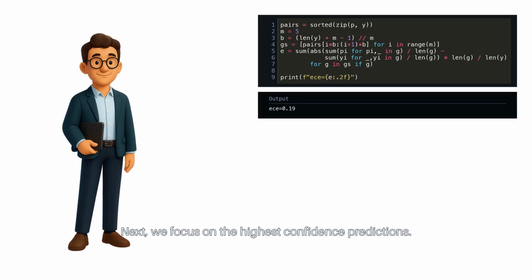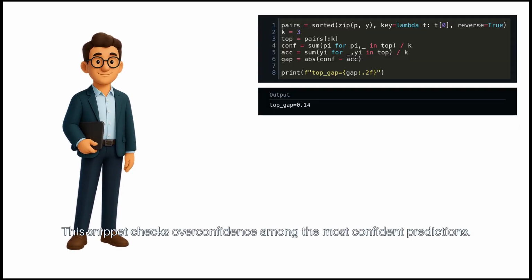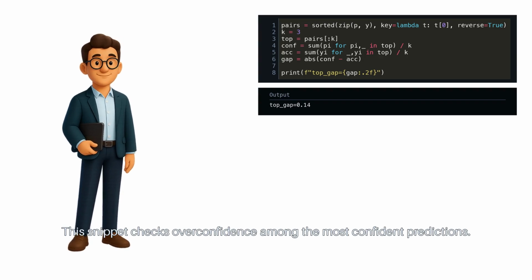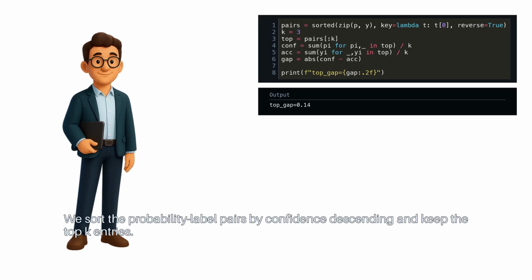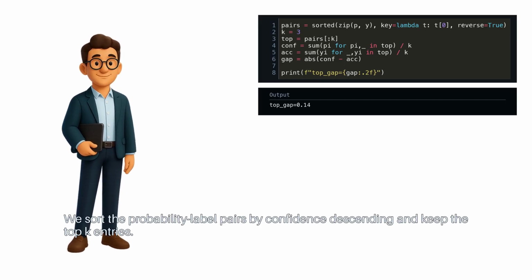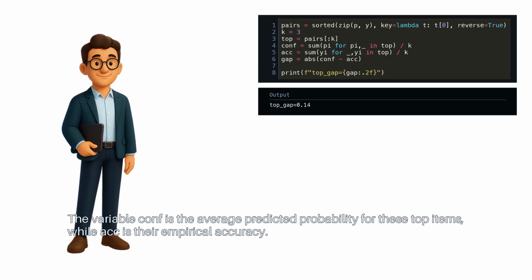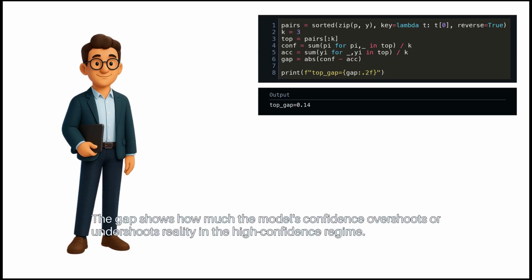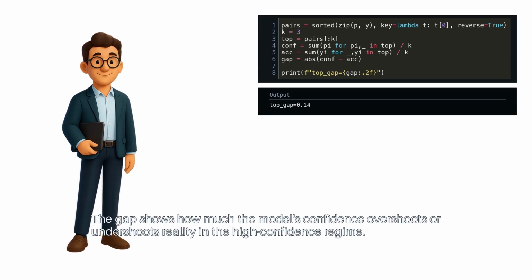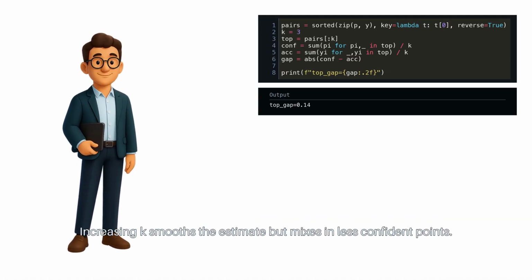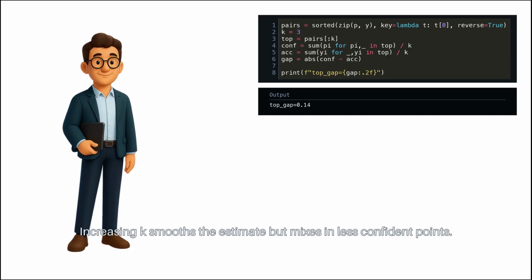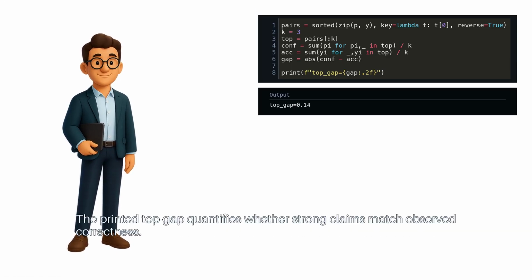Next, we focus on the highest confidence predictions. This snippet checks overconfidence among the most confident predictions. We sort the probability label pairs by confidence descending and keep the top K entries. The variable conf is the average predicted probability for these top items, while AC is their empirical accuracy. The gap shows how much the model's confidence overshoots or undershoots reality. In the high confidence regime, increasing K smooths the estimate, but mixes in less confident points. The printed top gap quantifies whether strong claims match observed correctness.